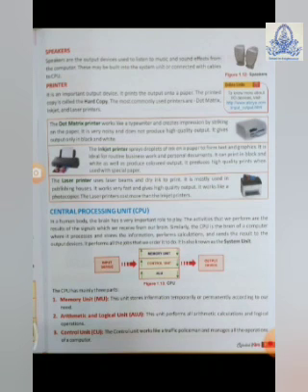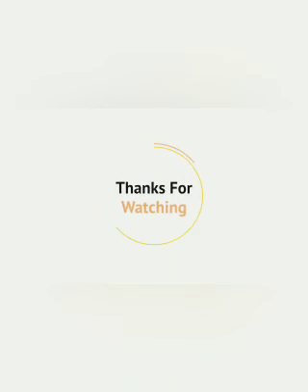Okay, so I hope everybody understood what is the use of the central processing unit, and the memory unit, the arithmetic and logic unit, what is the use of the ALU, and what is the most important, that is, what is the use of the control unit, just now we discussed. I hope everybody understood about this topic.